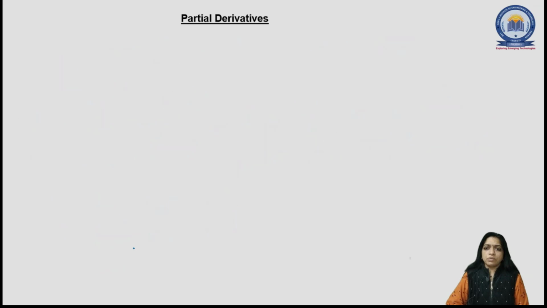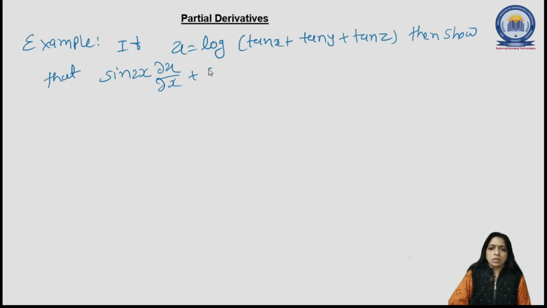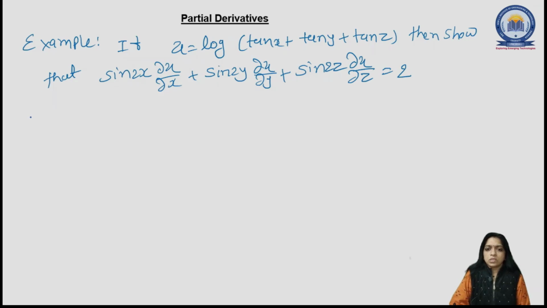So let's move on to one more example, that is, if u equal to log (tan x plus tan y plus tan z), then show that sin 2x into del u by del x plus sin 2y into del u by del y plus sin 2z into del u by del z is equal to 2. So let's start the solution.